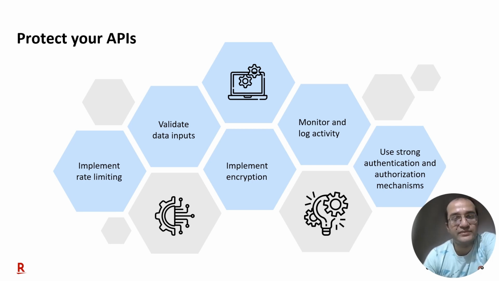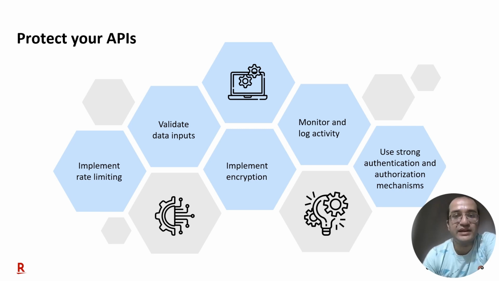Next, validate data inputs. APIs should validate the data input to ensure that the data being received is valid and does not contain malicious code or any other threats. Input validation is crucial for preventing a wide range of security vulnerabilities, which result from SQL injection or even cross-site attacks. By implementing robust input validation methods, organizations can ensure that only properly formatted and safe data is accepted by an API.